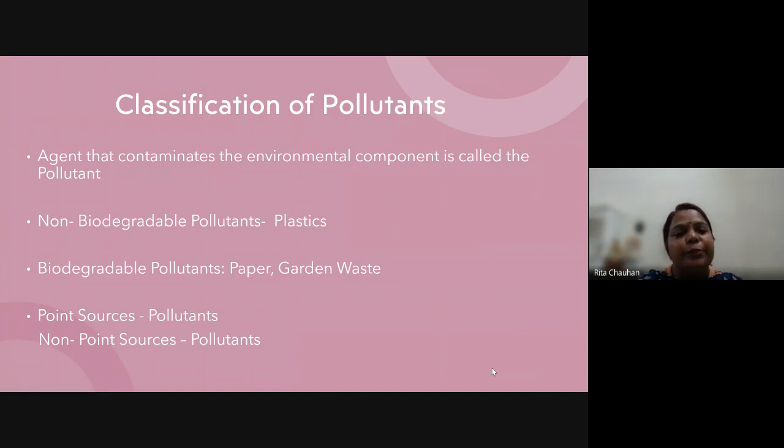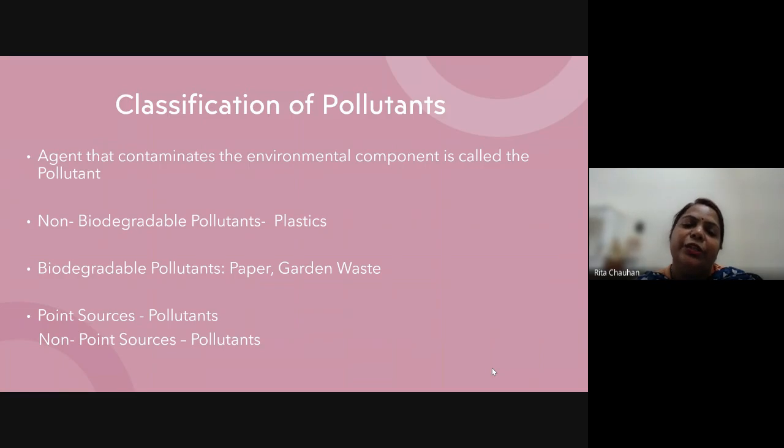There are two types of pollutant. In fact, the first classification of pollutants is biodegradable and non-biodegradable. Biodegradable means those pollutants which, when left into the environment, will be degraded over a period of time.